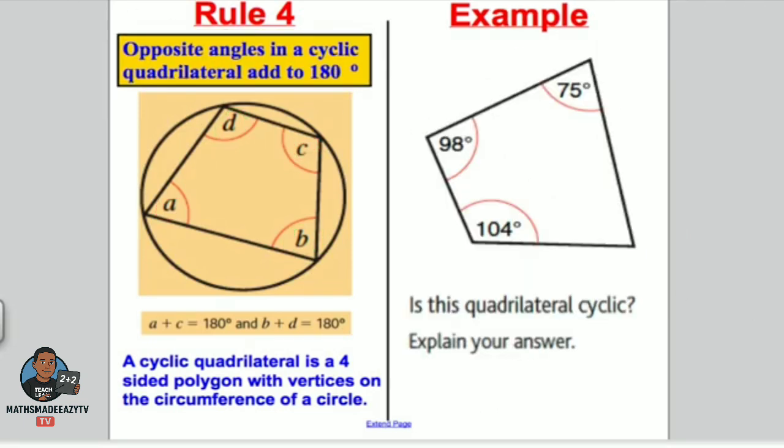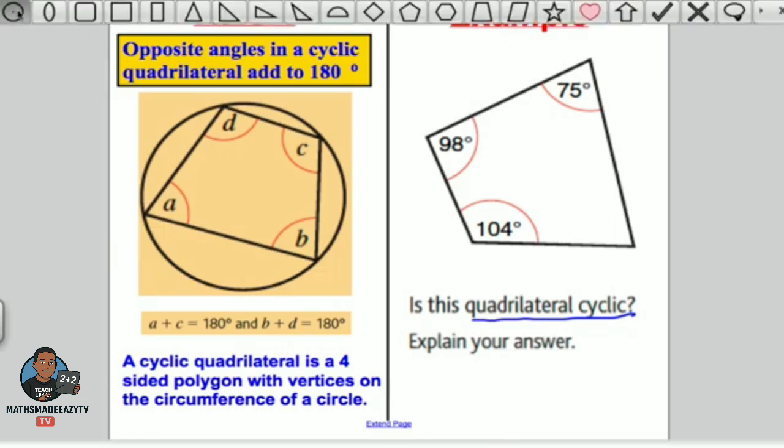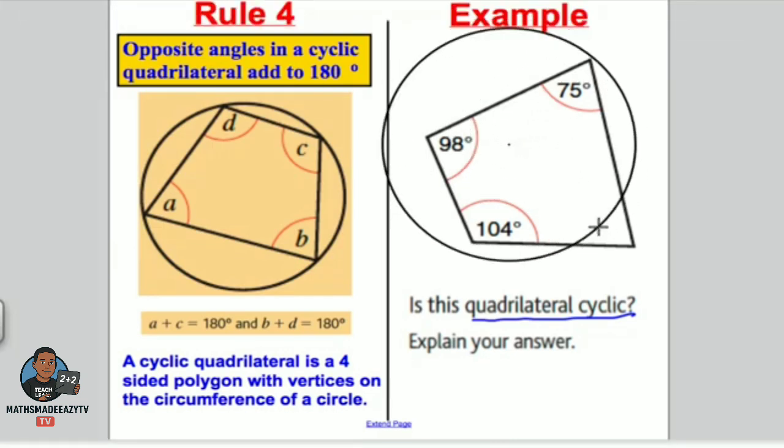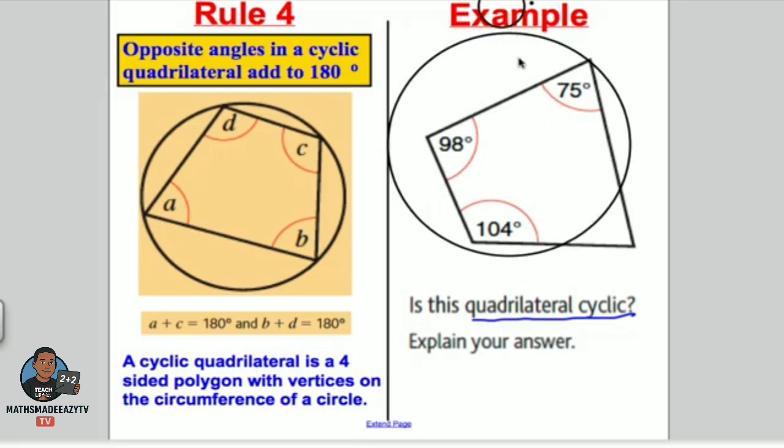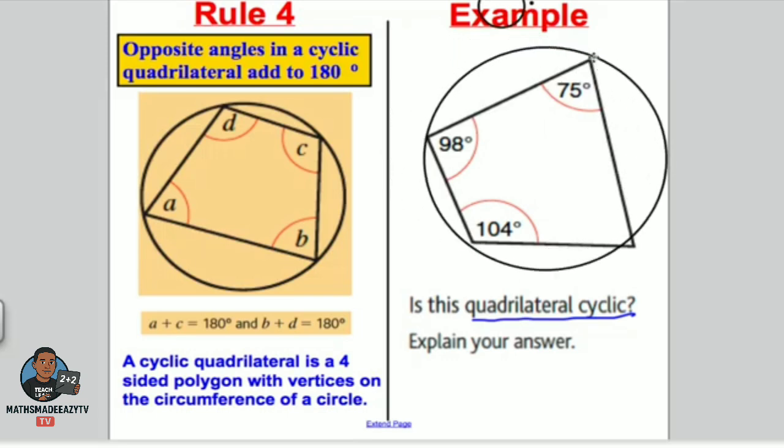Here we are asked to find, is this quadrilateral cyclic? And we should explain our answer. So we have a quadrilateral given here. For me to solve this, I may decide to first draw a circle around it and try to fix the circle across the edges of the quadrilateral.